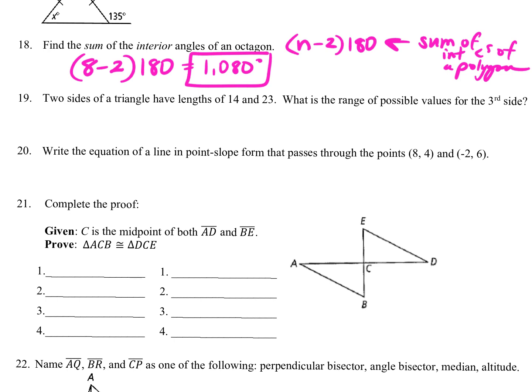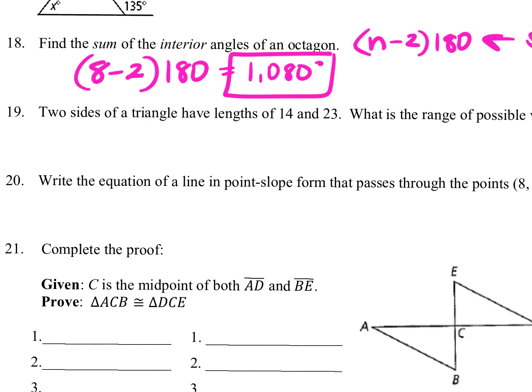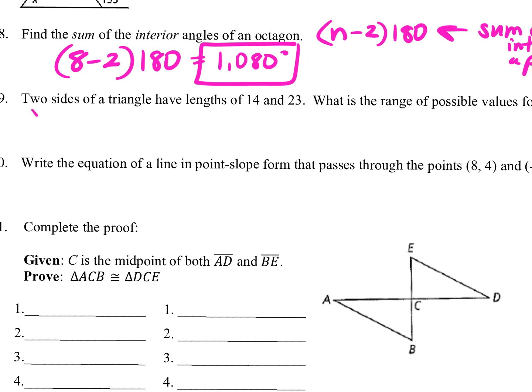All right, next one. Two sides of a triangle have lengths of 14 and 23. What is the range of possible values for the third side? Remember, this is the one where we called one of the sides x, and we knew that x plus 14 has to be greater than 23. X plus 23 has to be greater than 14, and 14 plus 23 has to be greater than x. So you could solve those, okay?